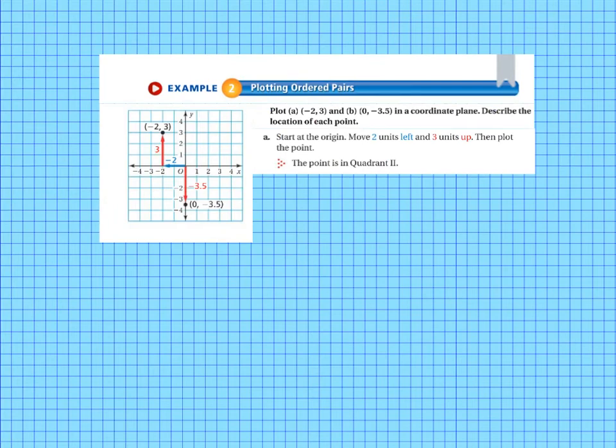Example 2A, we're going to be plotting ordered pairs. So we're asked to plot point A, (-2, 3), and we'll worry about B in a minute, in a coordinate plane, and describe the location of each point. So -2, remember that the -2 in that is the x coordinate. So that's the one that goes horizontally.